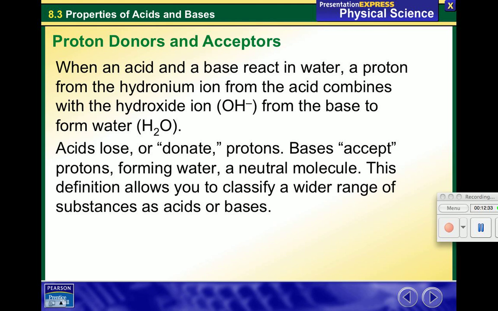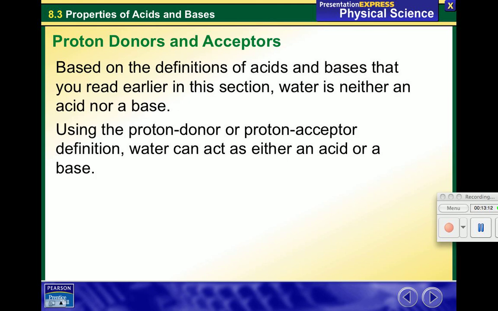The reason why we do this is because this allows us to make more things be considered an acid or a base. For example, in our first definition, water doesn't form hydronium ions. If I break water apart, the H and the OH, it doesn't form hydronium ions. It doesn't form hydroxide ions. So I can't really call water an acid or a base. But if I use the example of a proton donor or a proton acceptor, then water, depending upon what it's mixed in, can actually be considered an acid or a base. And this is the definition that we use in biology, so that's why I'm making you familiar with it.